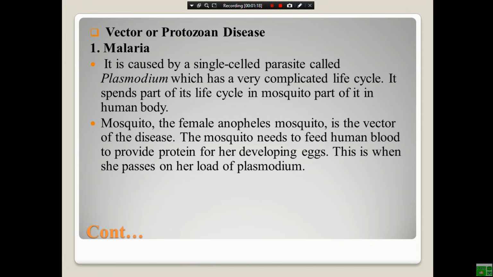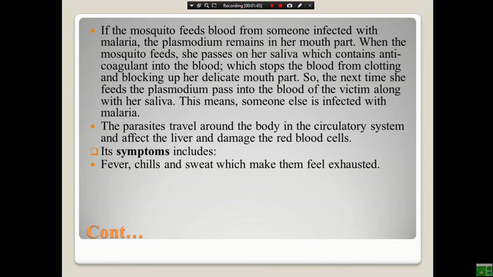It's caused by a single-celled parasite called Plasmodium, which has a very complicated life cycle. It spends part of its life cycle in the mosquito and part in the human body. The mosquito is a female Anopheles mosquito, which is a vector of the disease. She needs to feed on human blood to provide protein for her developing eggs. This is when she passes on her load of Plasmodium.